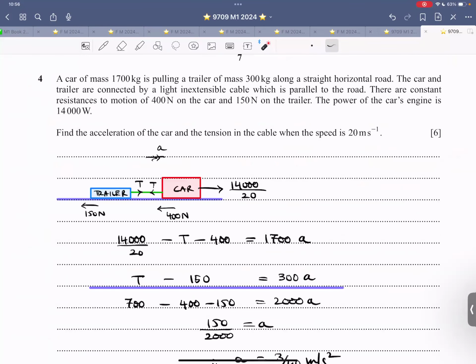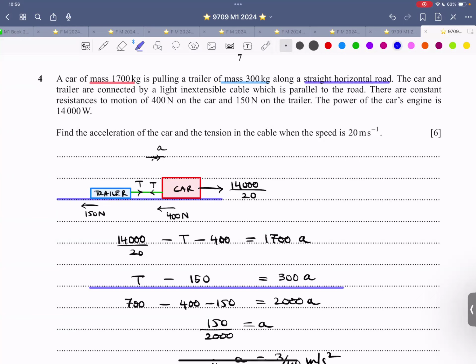So now let's look at question number 4. It says a car of mass 1700 kg is pulling a trailer of mass 300 kg along a straight horizontal road. So this is a flat horizontal road.